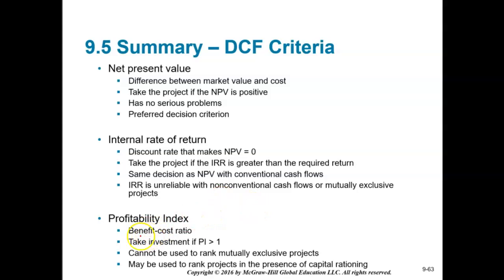Profitability index, or what we call the benefit cost ratio, is similar to your NPV. So you take the investment if the profitability index is greater than 1, but it cannot be used to rank mutually exclusive projects. Again, NPV is a clear winner when there is a mutually exclusive project. It may be used to rank projects in the presence of capital rationing. Suppose there are limited funds, then the profitability index can be used to rank projects.